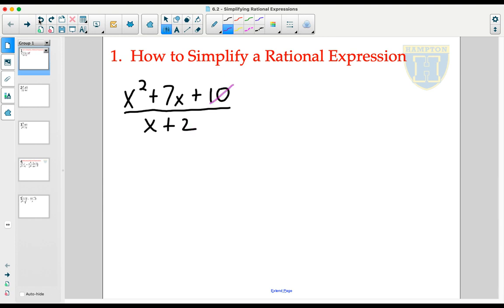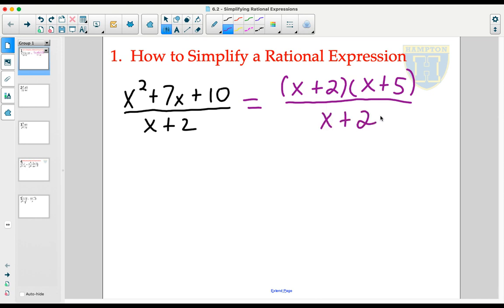In order to simplify a rational expression, we need to factor both the numerator and denominator and cancel out any common factors. Our factorization of the numerator is x plus 2 times x plus 5. Our denominator is only one binomial already, nothing to factor, no common terms, no special patterns, so we leave the x plus 2 the way it is. We cross out these two as common factors, and we are left with the final result of x plus 5.